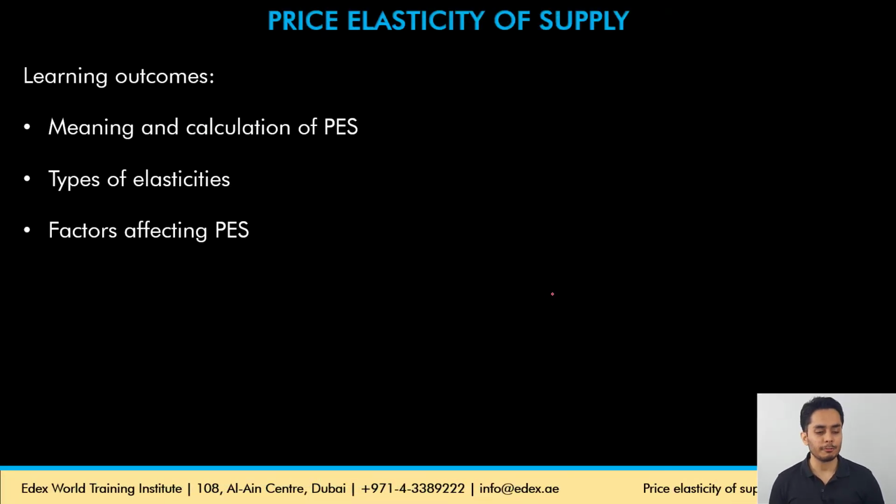So in today's video, we will understand the meaning of price elasticity and how to calculate it. We will see the types of elasticities like we did for PED, and finally the factors affecting the price elasticity of supply. And once a producer knows the factors that affect the price elasticity of supply, how can he use that information to improve it?